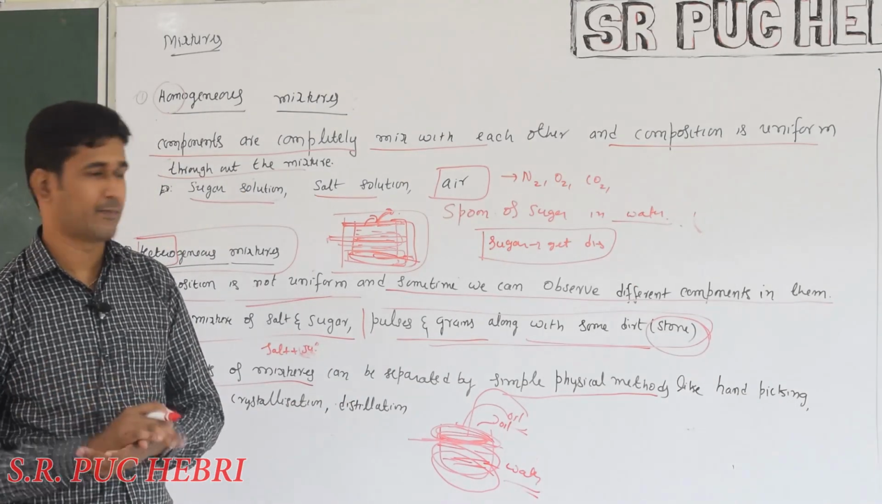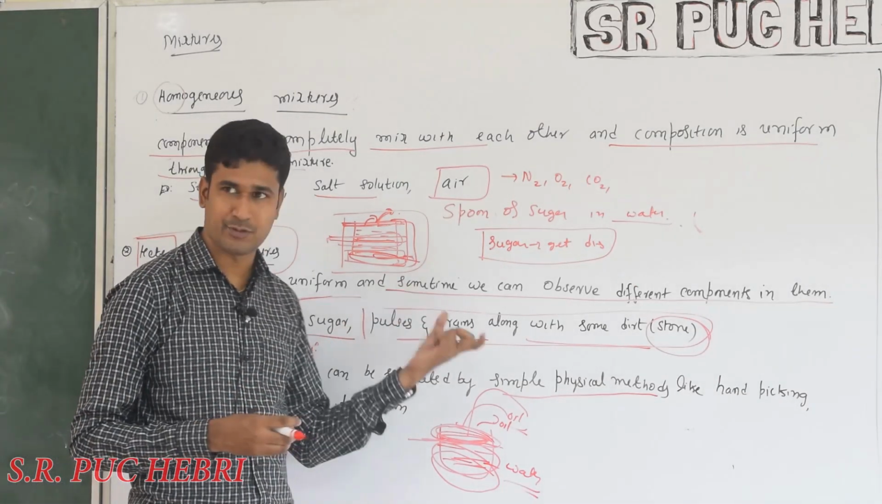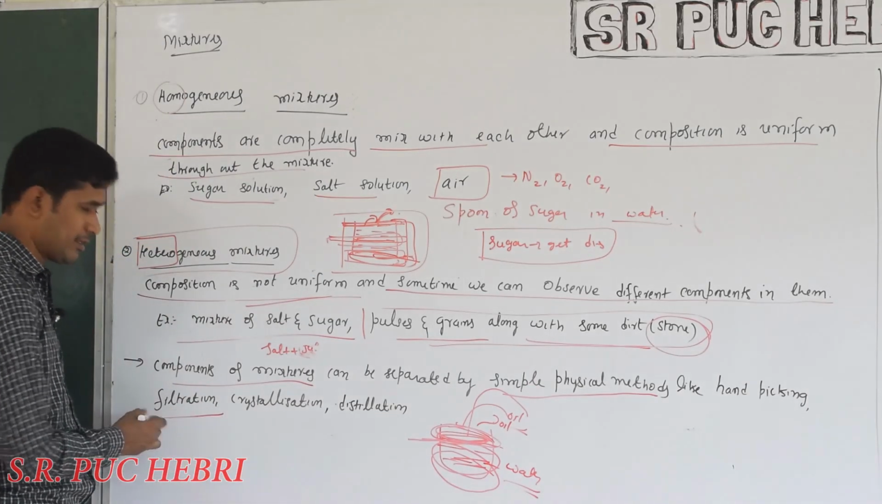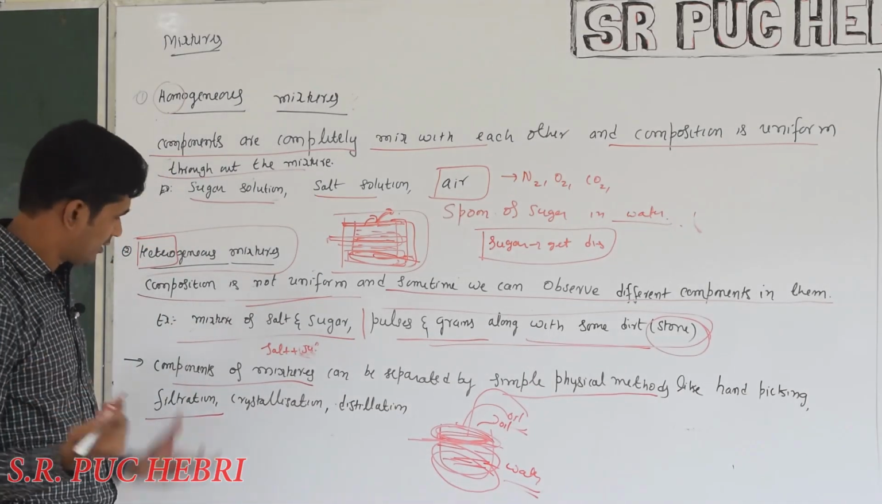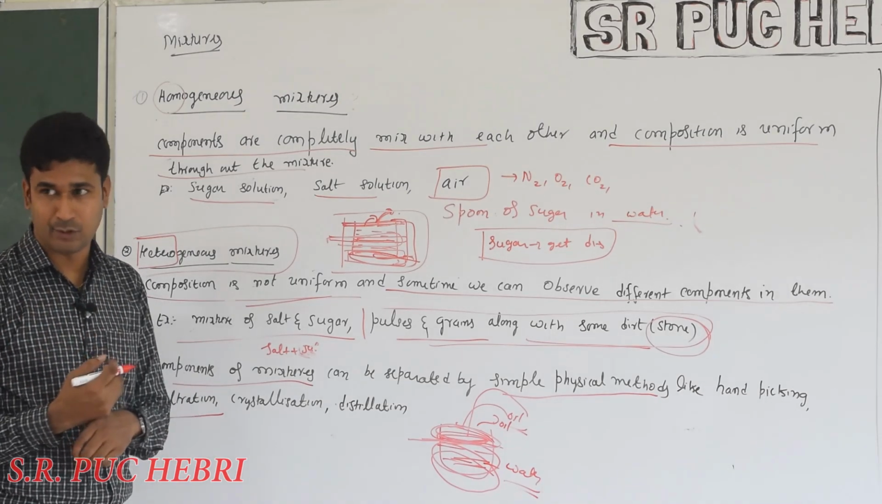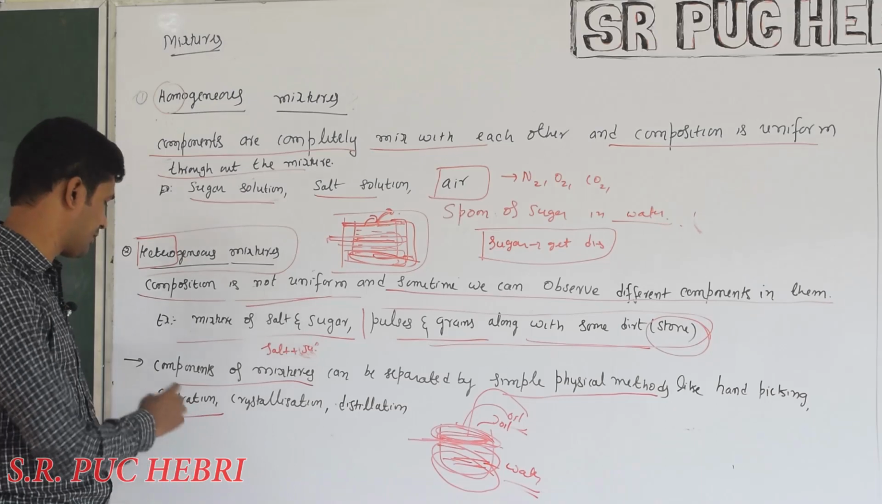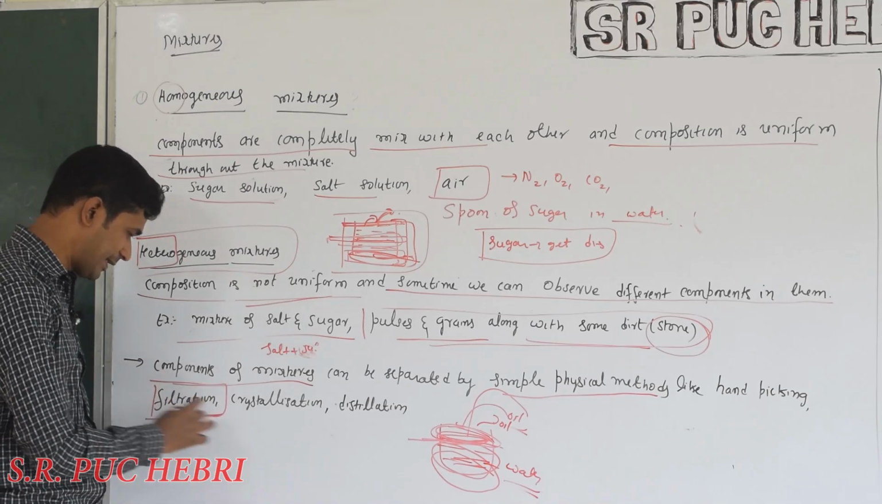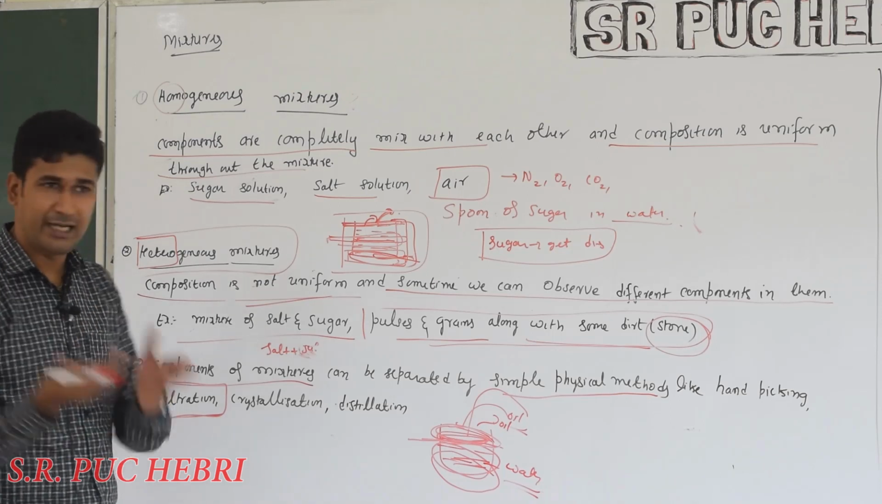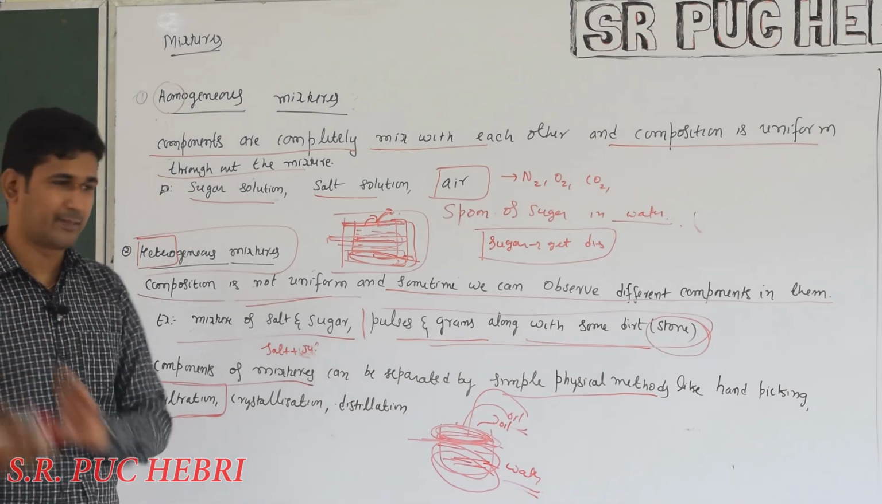You know how they separate it at home. So you can use these simple methods. Next, filtration. You can separate a liquid from an insoluble solid using the filtration method. You know how you separate it. By filtering, you can separate insoluble impurity from a liquid. It remains on the filter paper when you filter.